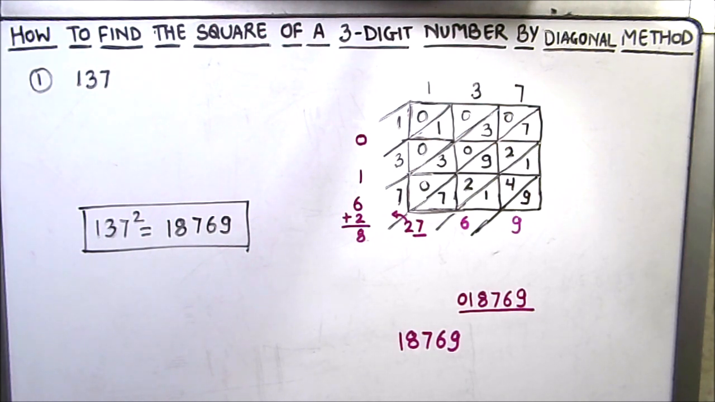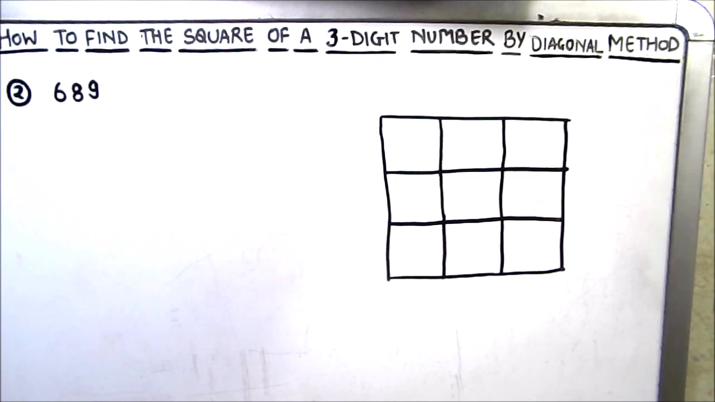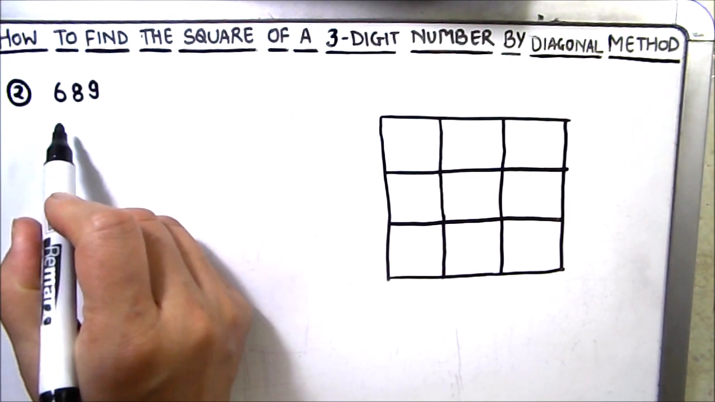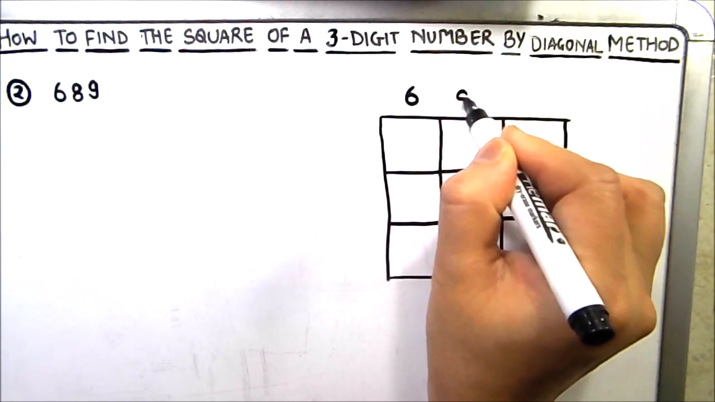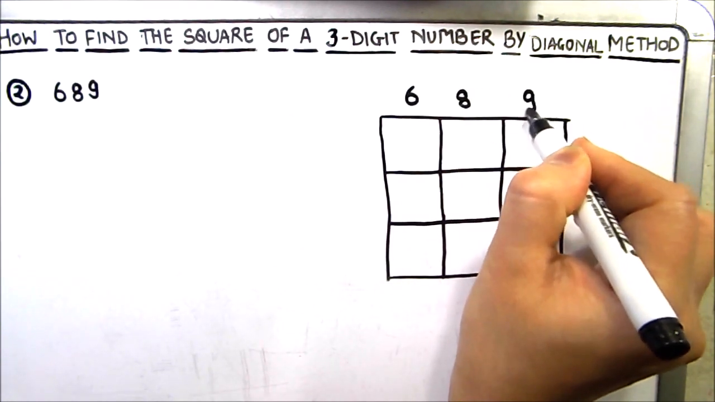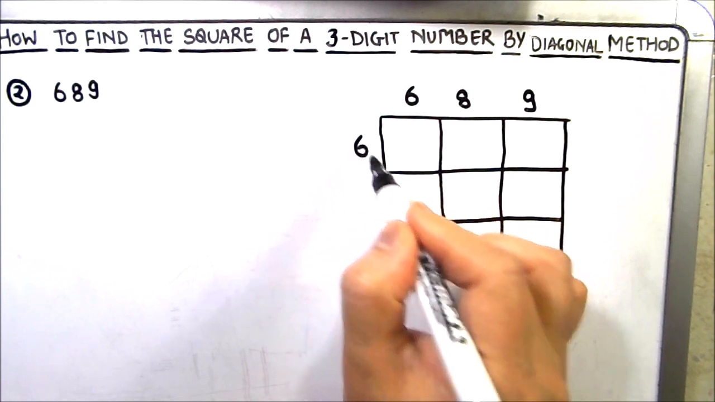and find the square using diagonal method. So our second example is a number which is 689. So we'll write this number first horizontally and then vertically.